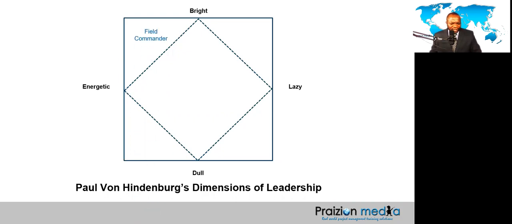Those who were bright and energetic were made field commanders. Those who were energetic but dull were made frontline soldiers. Those who were bright and lazy were made staff officers, and those who were dull and lazy were left alone to work out their future.